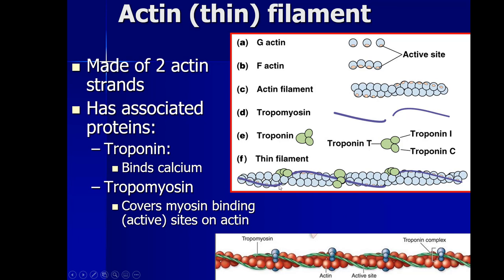That's this long one. So it's a long rod-shaped protein. So in this top picture, it looks like it's kind of bluish or purplish. This bottom picture, it's green. So that's tropomyosin. So what tropomyosin does is it covers up these binding sites.